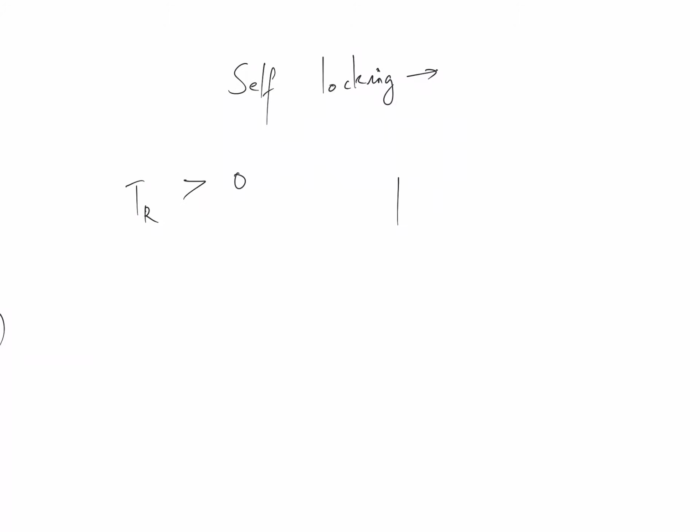Or in other words, for a square thread, it is mu greater than P divided by pi dm. Or in other words, this is for a square thread. In a minute I will modify this expression for an Acme thread. This is the equation for a square thread.